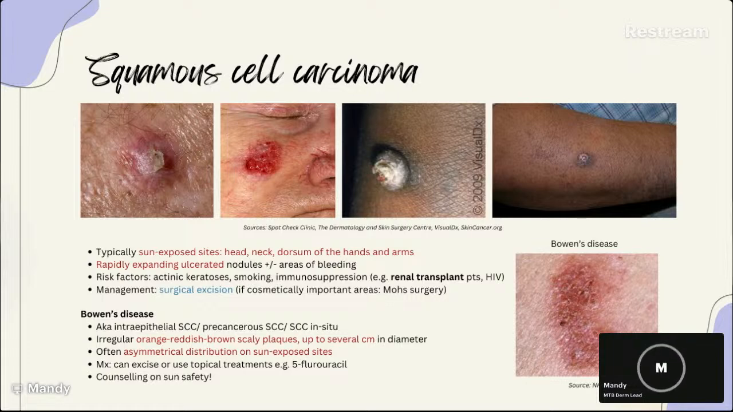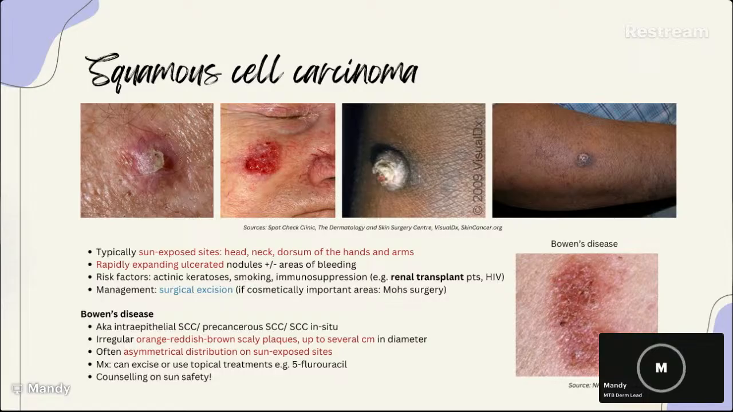Some risk factors for SCC include actinic keratoses, smoking, immunosuppression. So in lots of questions, they might hint at a patient being a renal transplant patient, and what increased risk of cancer they might be at, which would be in this particular case an SCC, and also if patients have a background of HIV that's not well controlled on antiretrovirals. And the management for an SCC would be surgical excision. Now, if the lesions themselves are in cosmetically important areas, then we would be considering Mohs micrographic surgery.